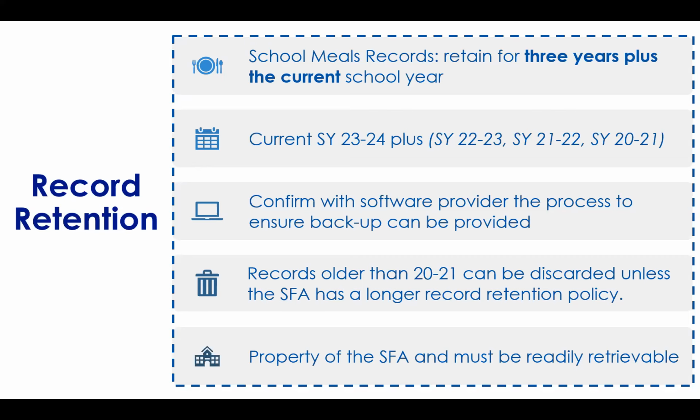Oftentimes, schools will get a new software program and they don't realize that it doesn't archive. So you need to make sure at the end of each school year that you have saved the archive, or that the software company has provided you with an archive so you have the record retention needed. Currently it's school year 23-24. So you would need this year plus the 3 past years, which would be 22-23, 21-22, and 20-21.